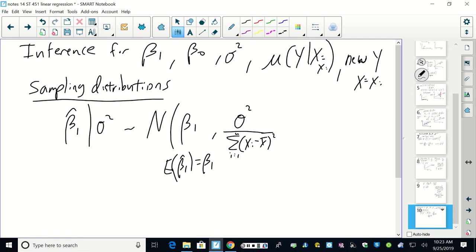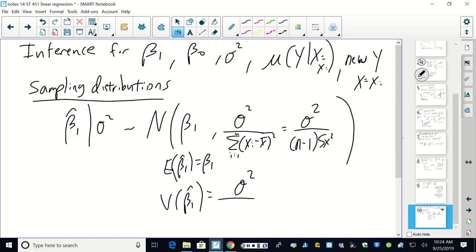Conceptually, if you're trying to understand the slope and all the x's are in one spot, you have no way of knowing how things are changing. You can estimate the level at a certain x if everything's in one place. But if the x's are spread out, then you see the y responses over a long range, and you can better determine the slope. The book writes this as n minus 1 times s_x squared. This denominator over here is that one. So this also says that the variance of beta 1 hat is this thing.